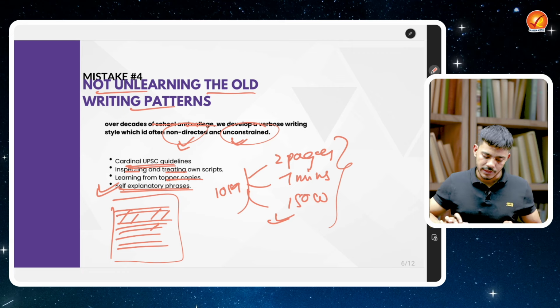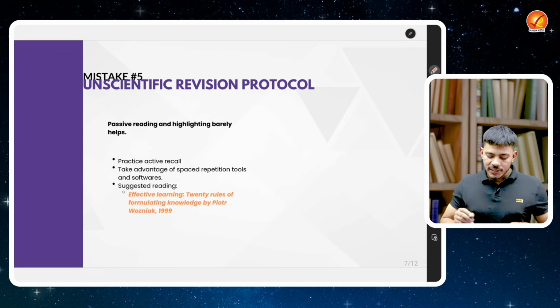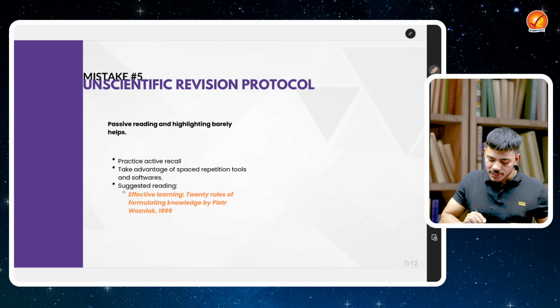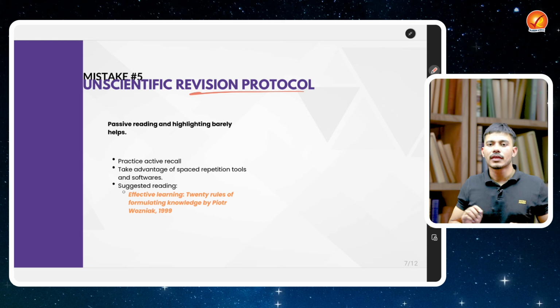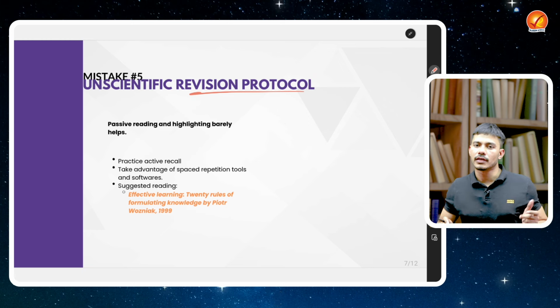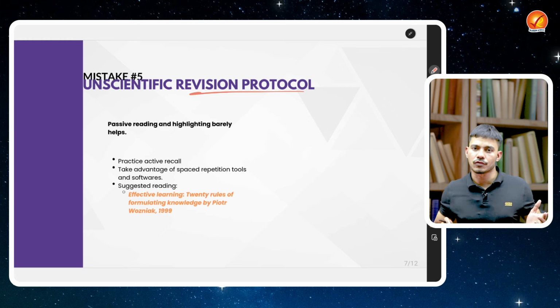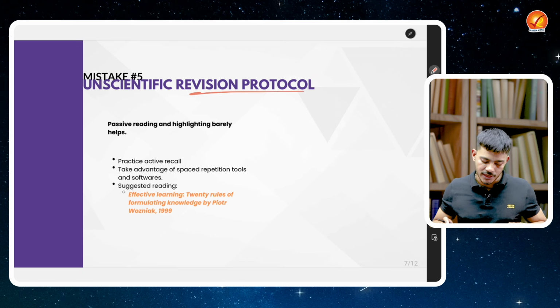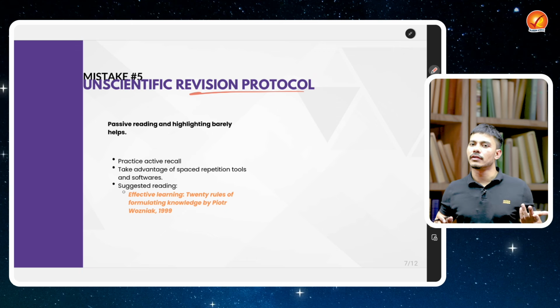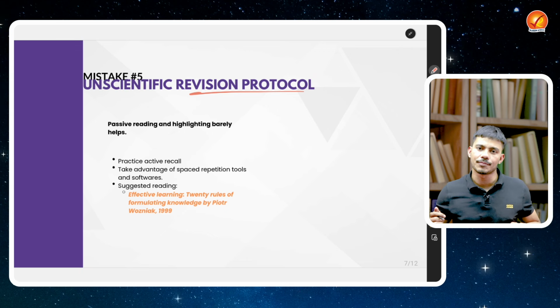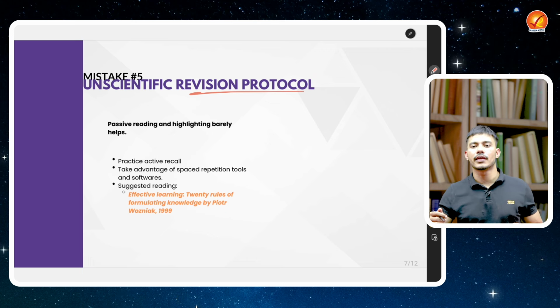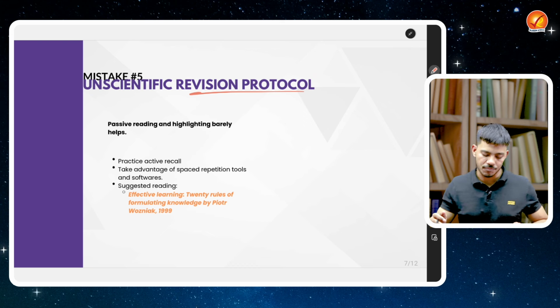Let's move to the next mistake. Mistake number 5, which students tend to commit, is that they have a very unscientific revision protocol. See, irrespective of what you have read as a source for preparation of your different subjects, as well as how many different kinds of notes you have made, it is ultimately what you can recall during the examination hall that matters, and this translates into good quality answers. So revision becomes a very critical link in our mains preparation.